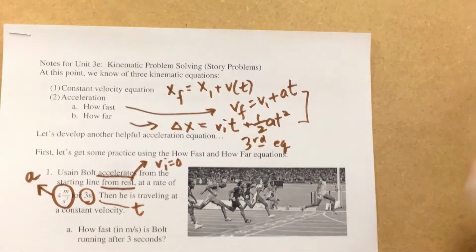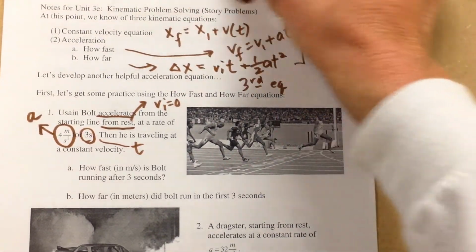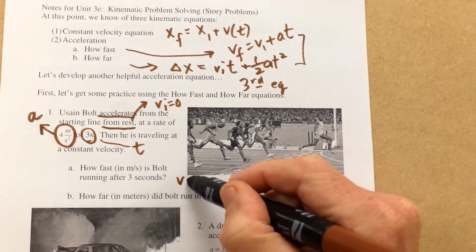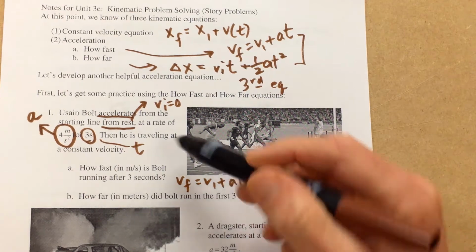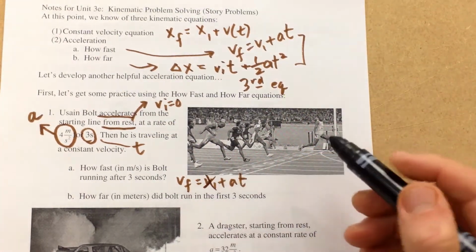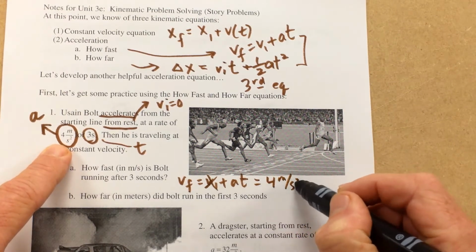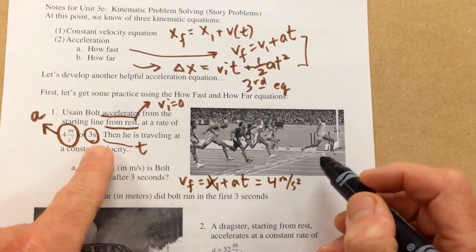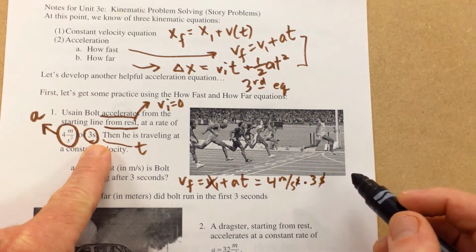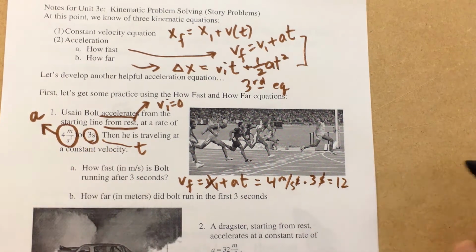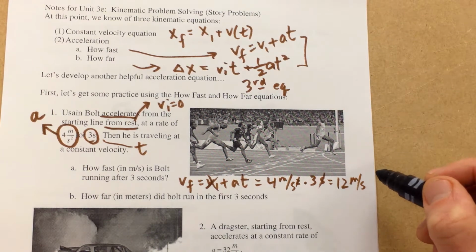How fast is he traveling represents our how fast equation. So we can write VF equals VI plus AT. Well, the VI we said was 0, so we can make that term go away. The acceleration represents 4 meters per second squared, and then we have our time, times 3 seconds. One of the seconds cancels, and we're left with 12 meters per second. That would be his speed at the end of 3 seconds.